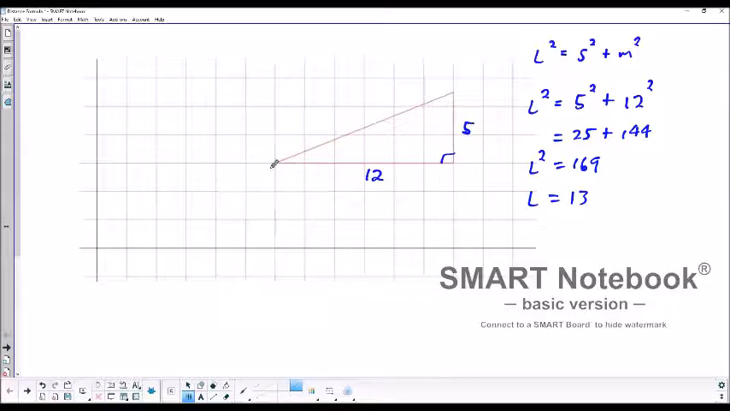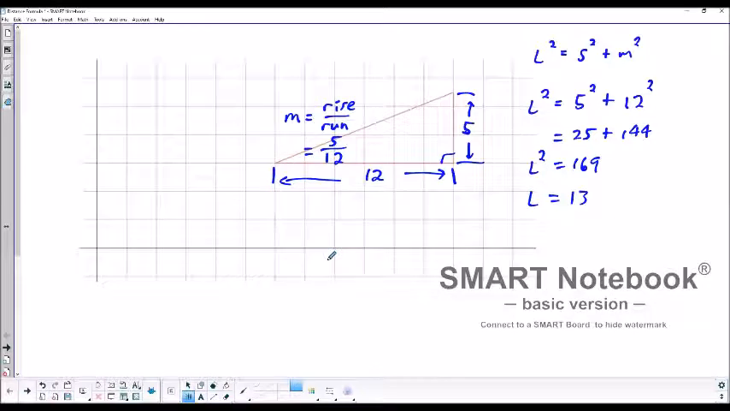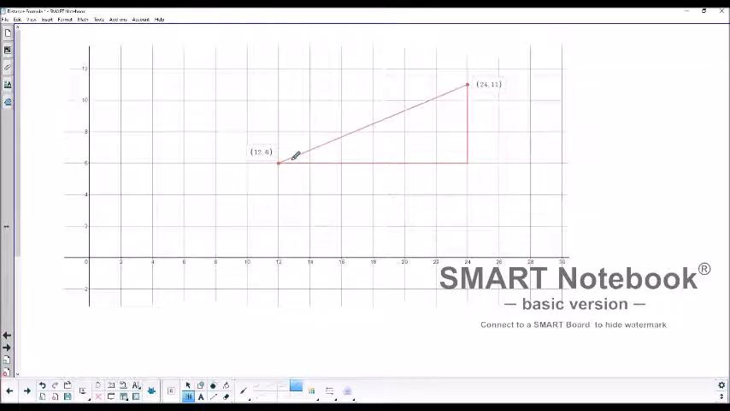Now, if I were to find the slope or gradient of this line as well, just for fun, we know the gradient is rise over run. The rise of this triangle is 5 units and the run is 12 units. So I'm taking the length from here to here for the run, and the length for the rise, and that gives me 5 over 12.